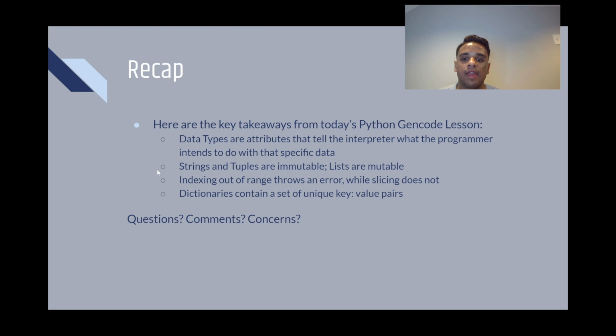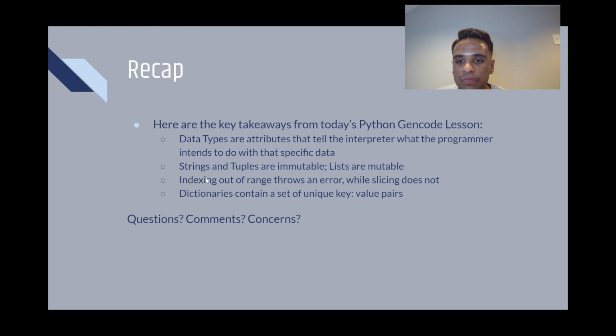Another key thing is errors. When you index out of range, it will always throw an error, but slicing will never throw an error because with slicing, it knows how to handle out of range numbers. But with indexing, you always get an index error if you go out of range.